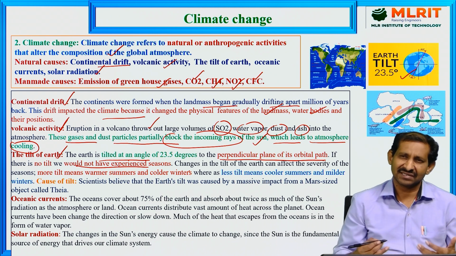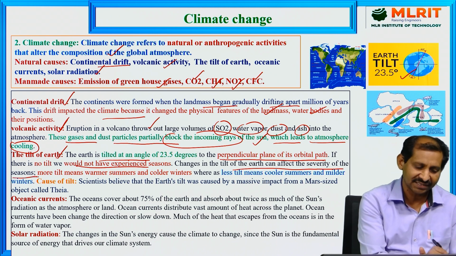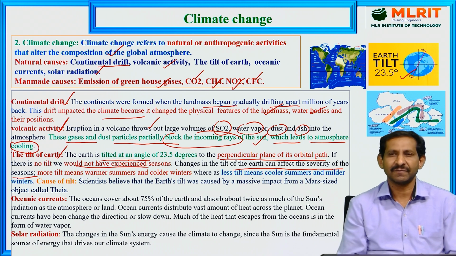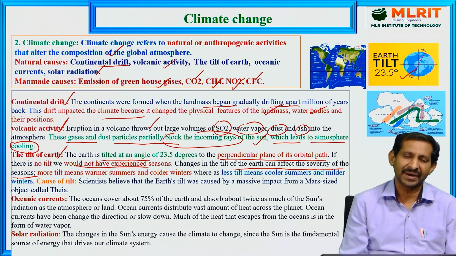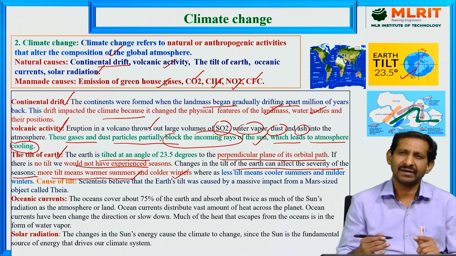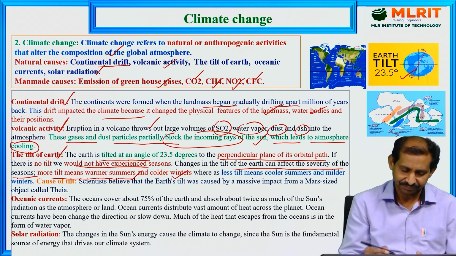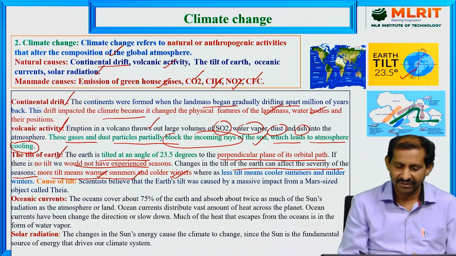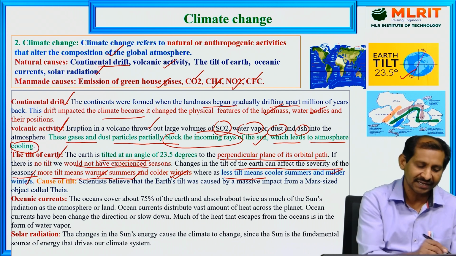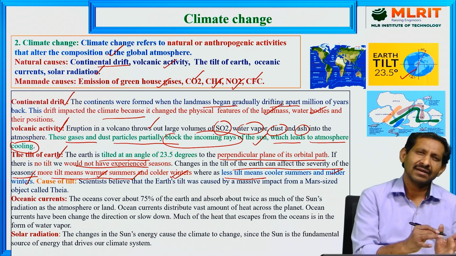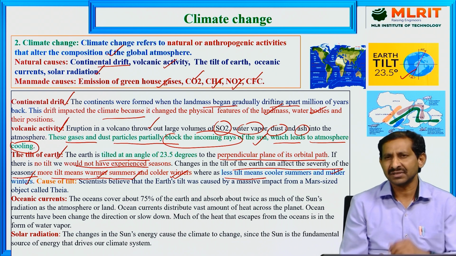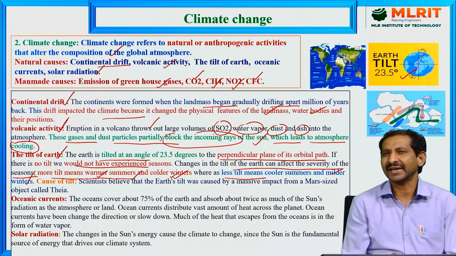So changes like the tilt of the earth can affect the severity of the seasons. Whether the tilt of the earth is more or less compared to 23.5 degrees, the severity of the seasons changes. For example, if the earth is tilted more than 23.5 degrees, warmer summers and colder winters will take place. And with less tilt, cooler summers and milder winters will occur. So this comes under the causes related to the tilt of the earth. Generally the earth is tilted at 23.5 degrees. Whether more tilted or less tilted is the cause, and if there is no tilt, we would not expect any seasons.